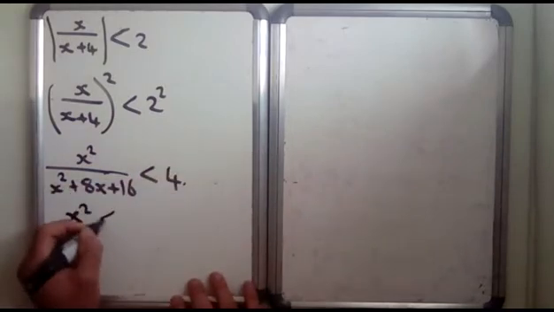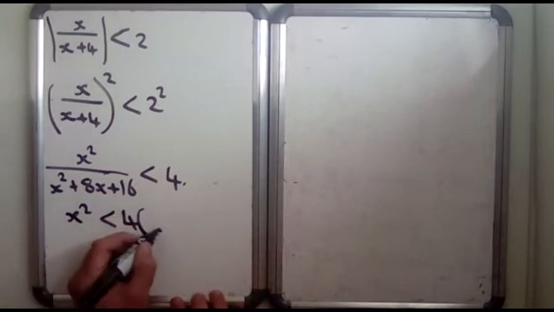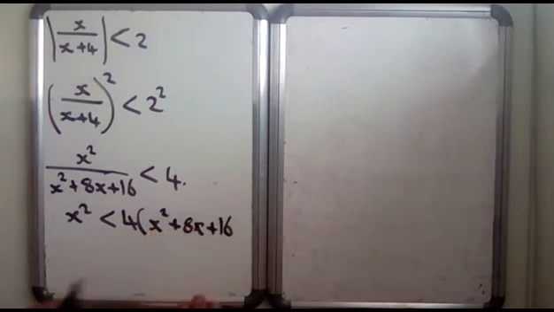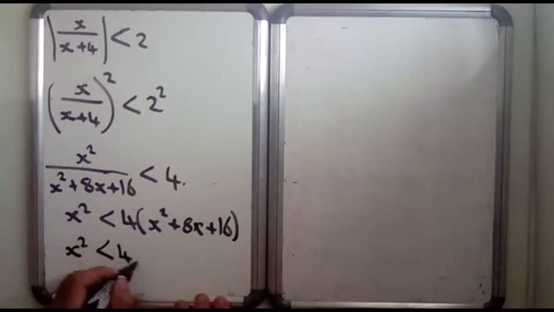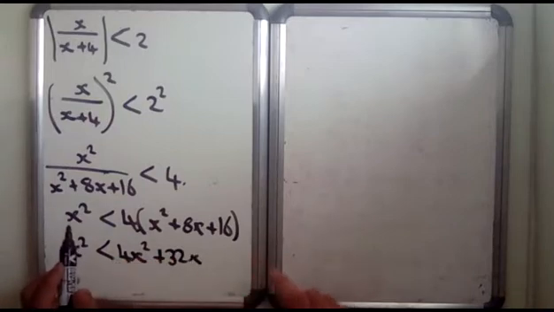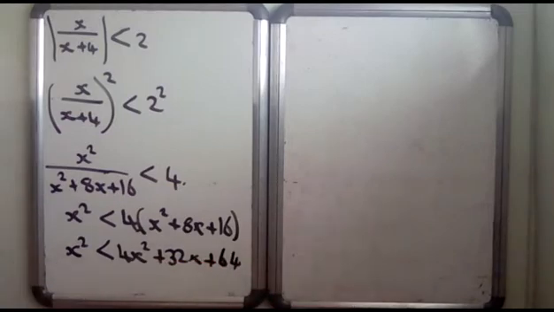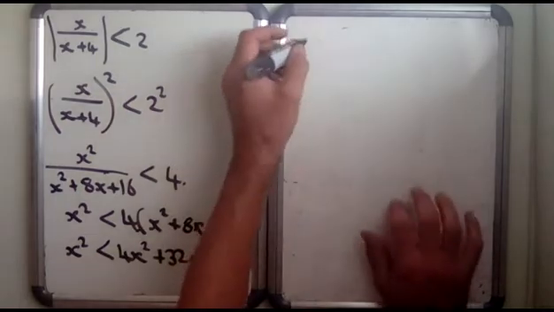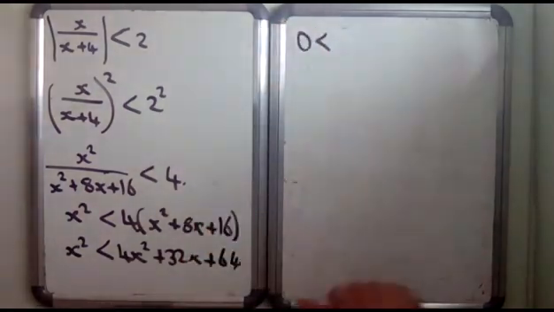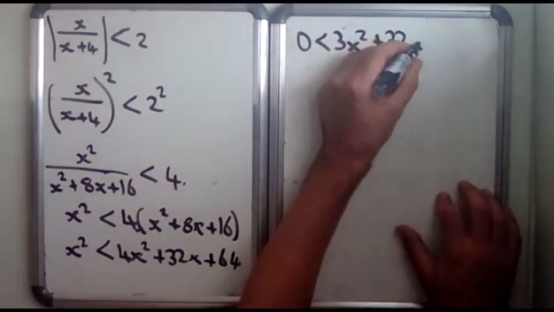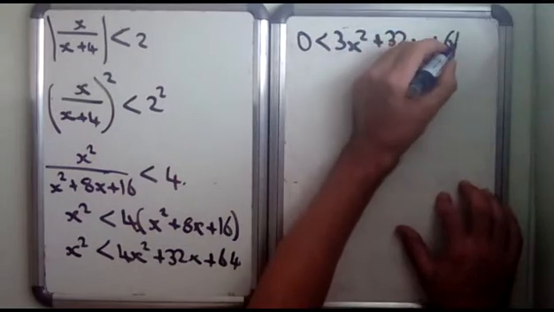So x squared is less than 4 times x squared plus 8x plus 16, and then I can just multiply it out. So x squared is less than 4x squared plus 32x plus 64, 16 times 4 being 64. Then I'm going to subtract the x squared, so 0 is less than 3x squared plus 32x plus 64.